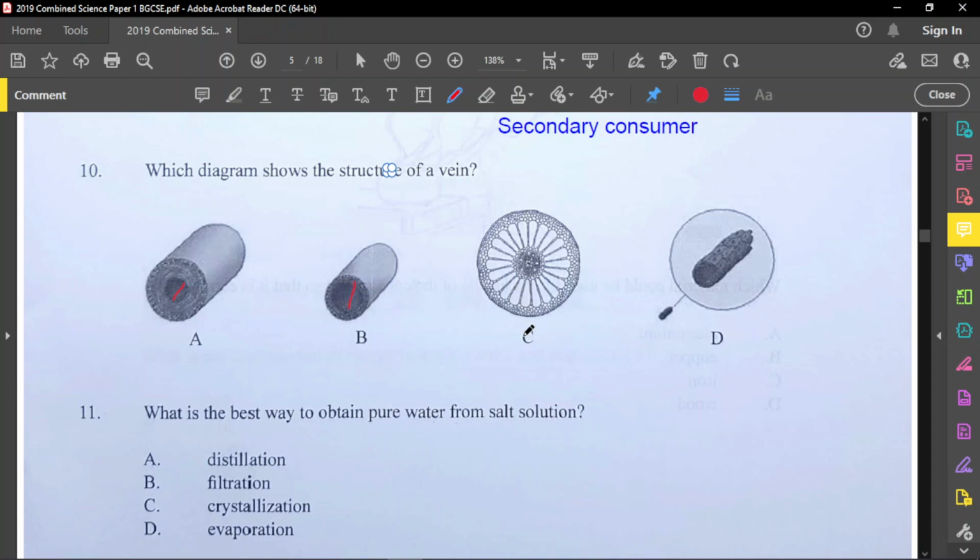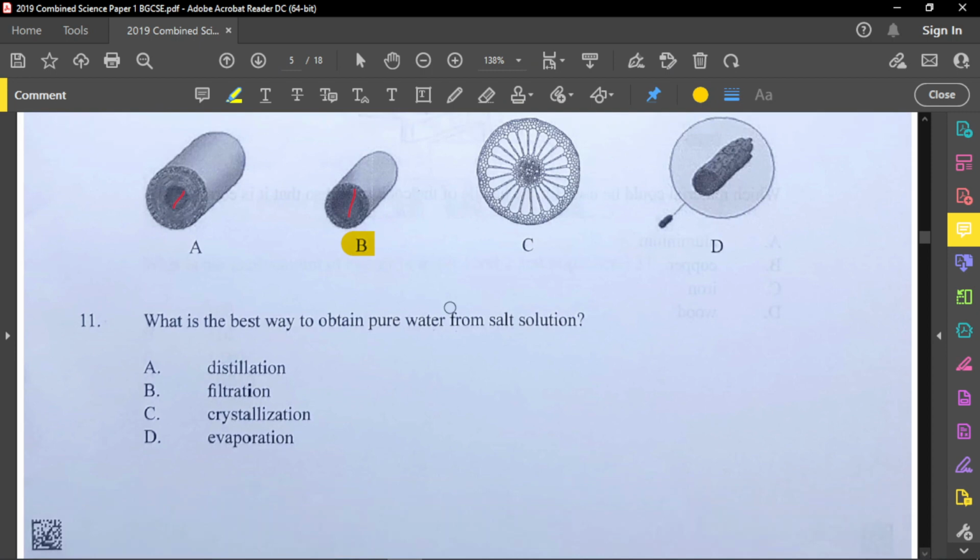For diagram C, it will be a plant stem. And for diagram D, it is a capillary, one cell thick. You can see the cells within diagram B. It's a very thin structure. So yes, our answer here will be B. B is our vein. Veins have thinner walls compared to arteries and also a wider lumen. And lumen is the diameter of the tube section of the blood vessel.